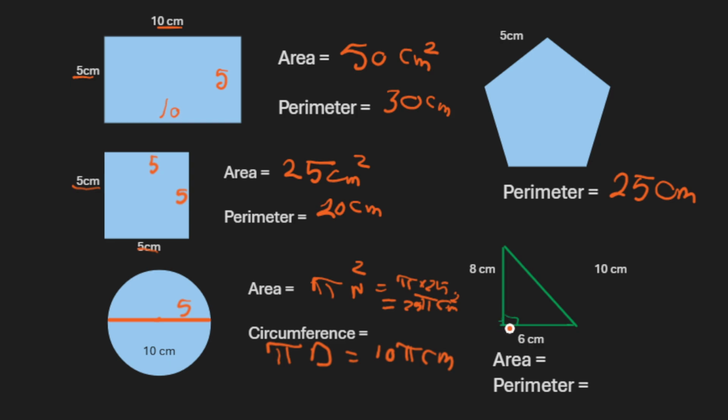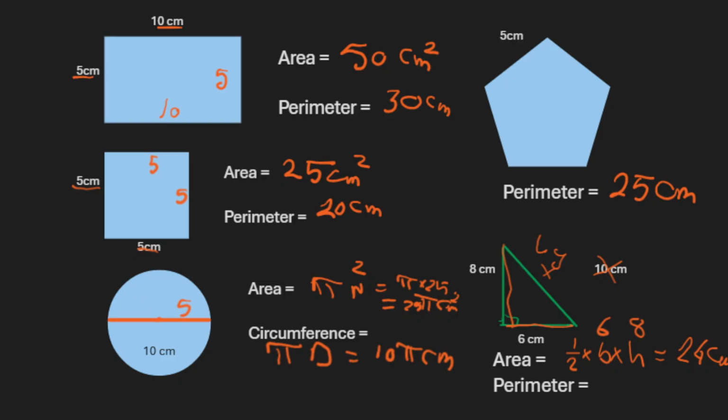Now let's look at this nice right angle triangle. The area of the right angle triangle is half times the base times the height. Now, the base we can just say is 6, and the height is 8. The side opposite the right angle is called the hypotenuse, so we don't look at this 10 at all. We don't need it. So it's going to be half times 6 times 8. Half times 6 is 3. 3 times 8 is 24. And then it's centimeters squared because it's area.